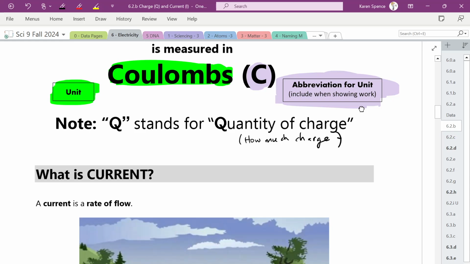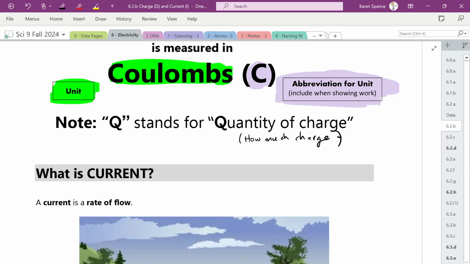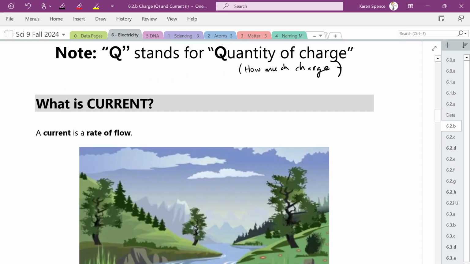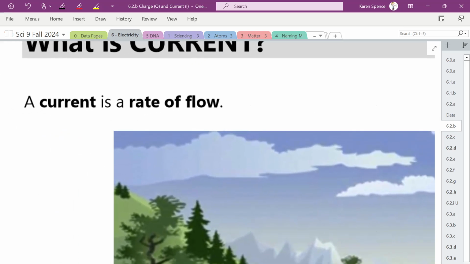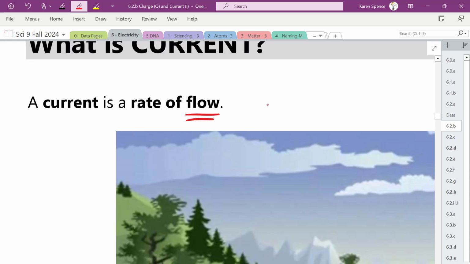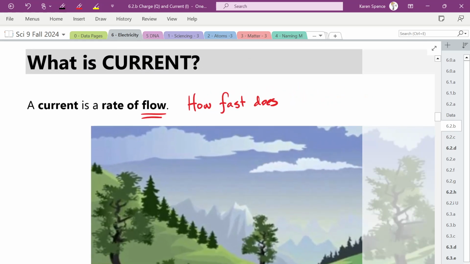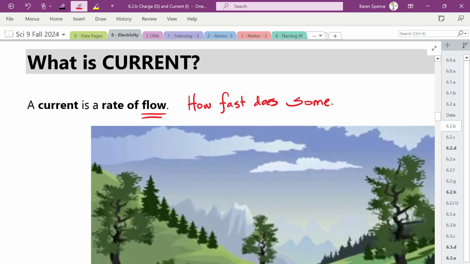We're going to do another quantity now. We're going to say, what is current? And again, the video that we watched yesterday showed us what current was. Current is a rate of flow. How fast does something flow? So that's current.